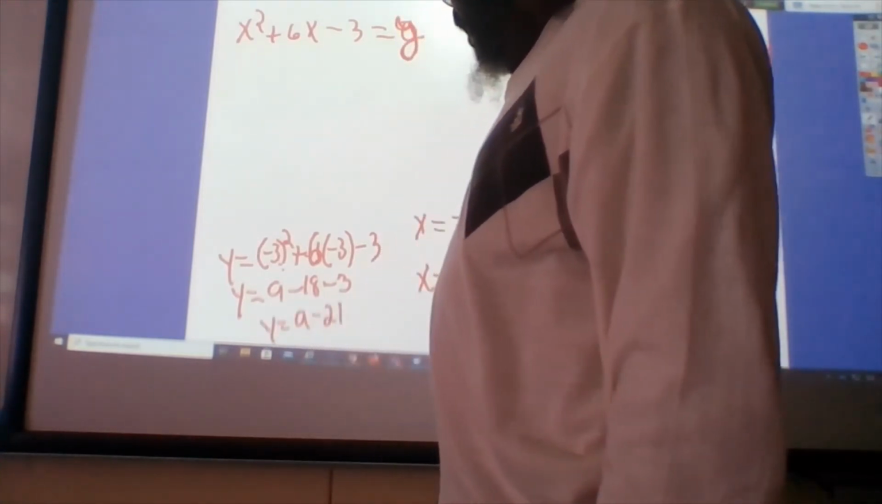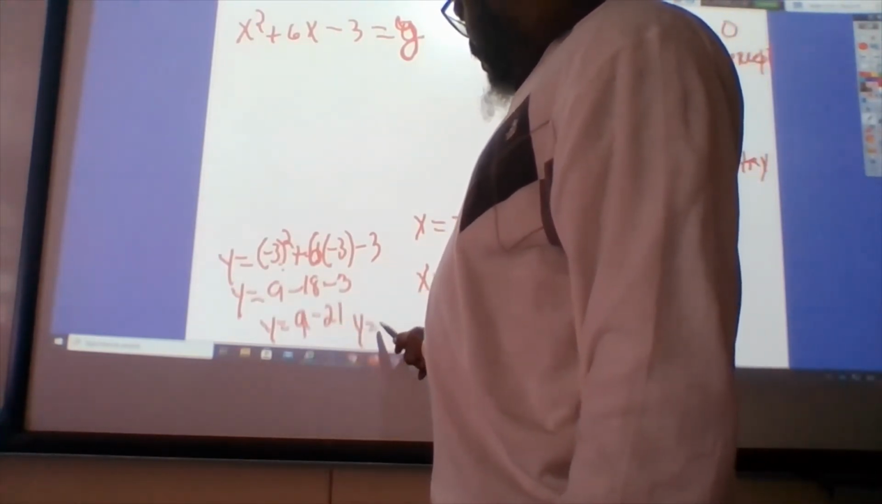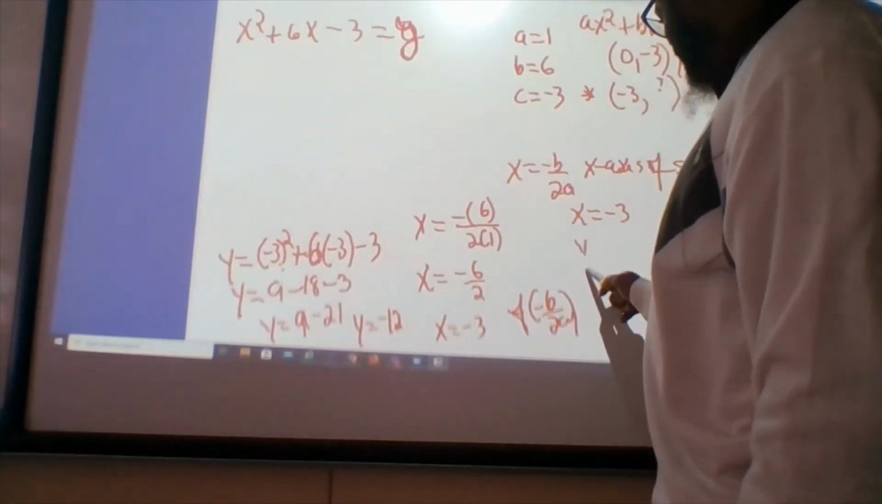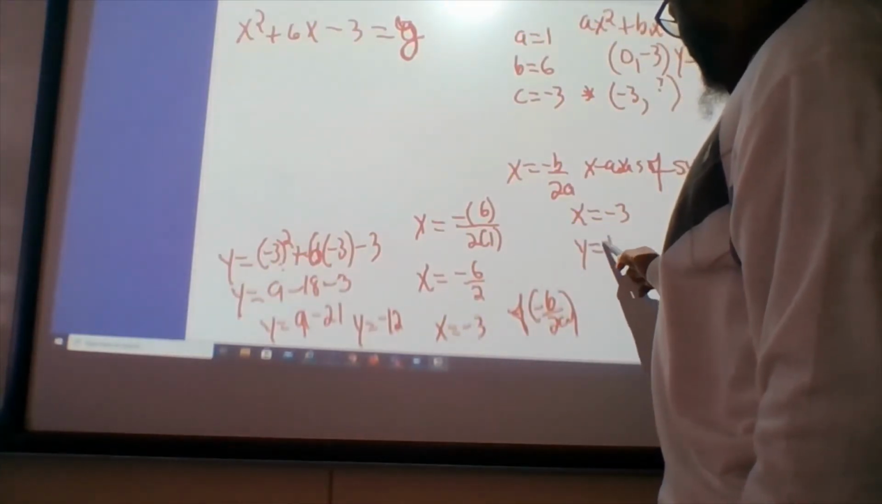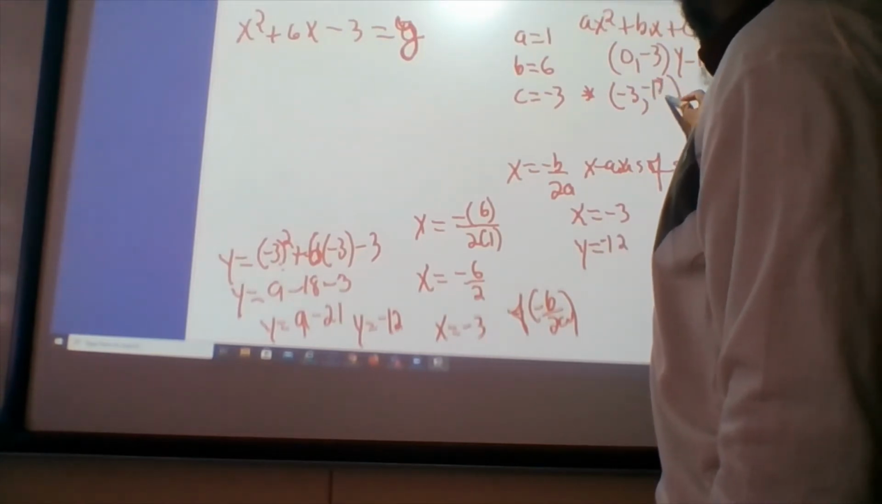This is my vertex: negative 3, negative 12. This is the vertex. Now the only thing I need to find is my x-intercept. So we're going to put the 0 back here.